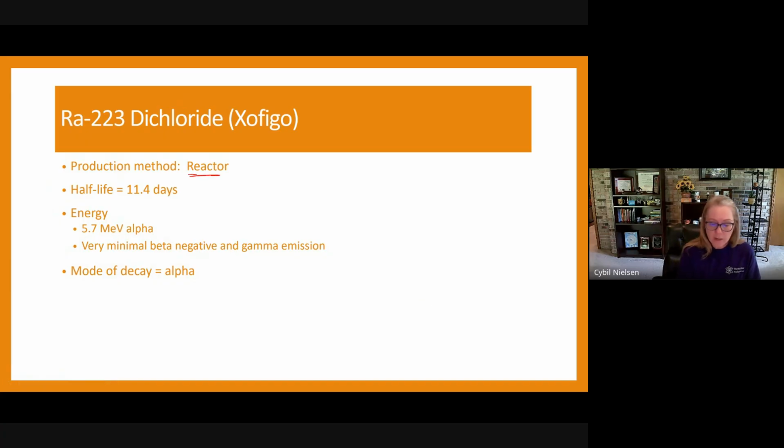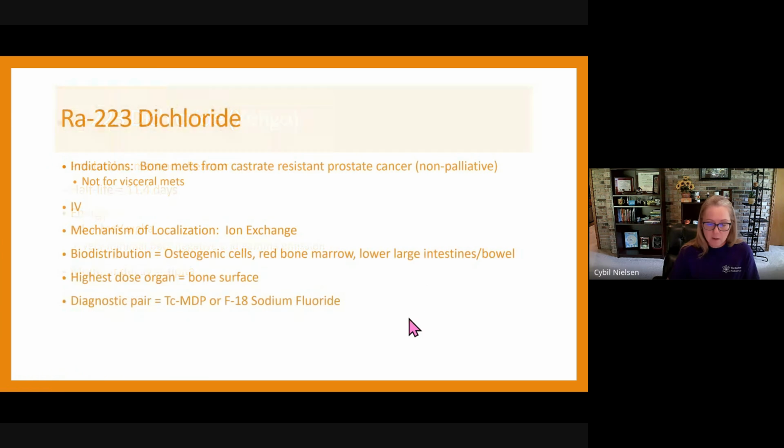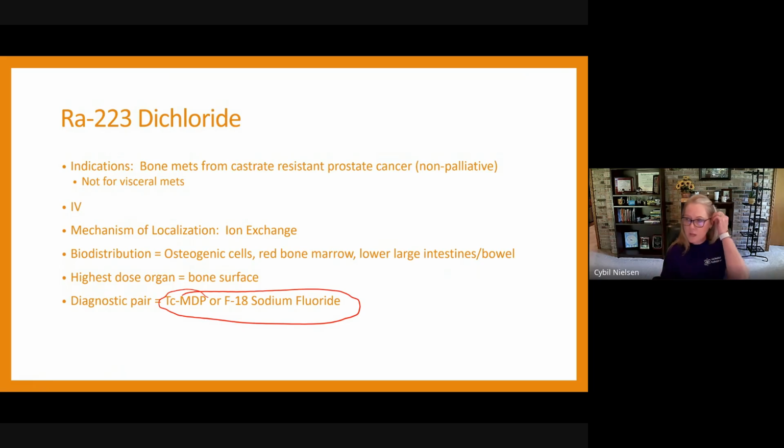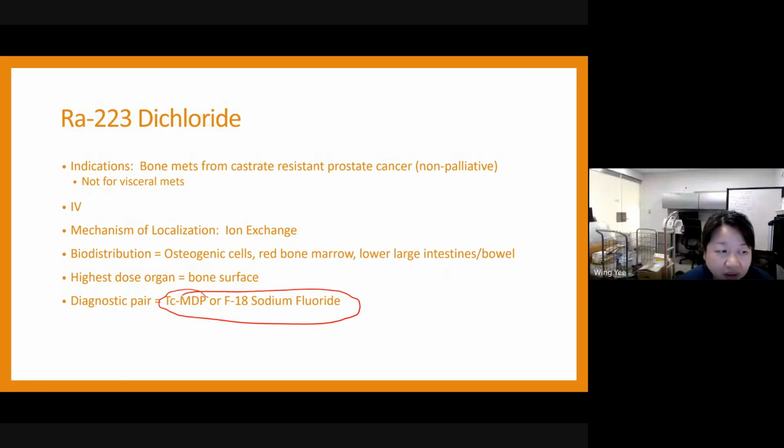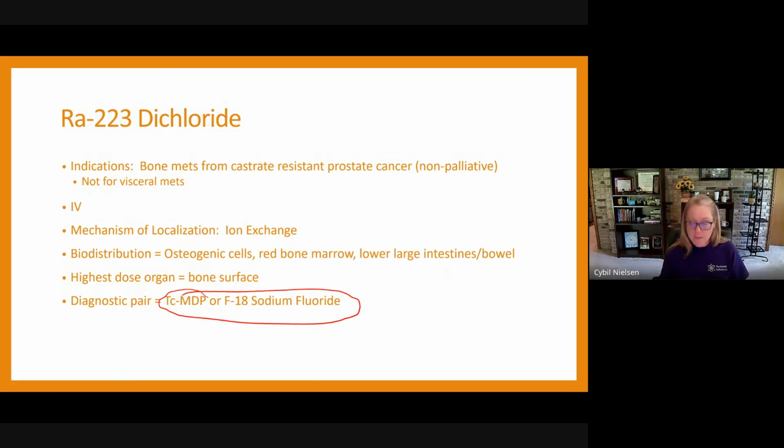All right, it's made in a reactor, has a really long half-life, has a 5.7 MeV alpha, so it has high energy, but it's an alpha particle, so it doesn't go very far. That's the mode of decay. All right, diagnostic pair is Tc-MDP or sodium fluoride. So we have to ensure that they have what's called osteoblastic cancer. What does osteoblastic mean? It's the building up of the bone. So osteoclastic breaks it down, osteoblastic builds it up. So we have to ensure that we have uptake on MDP or sodium fluoride before we give this.